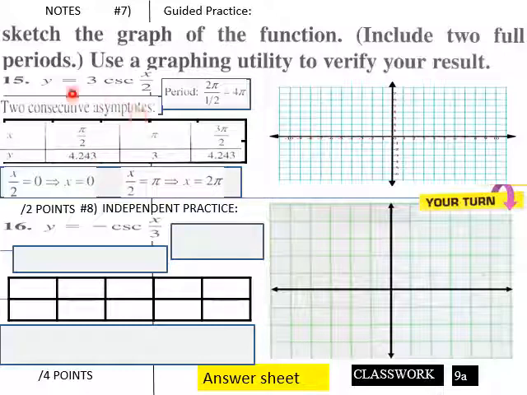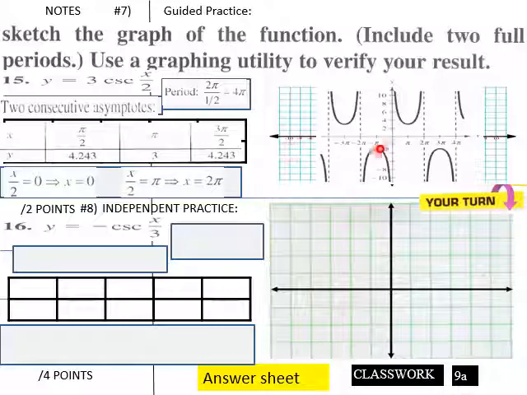Here's your table for this function here. And then once we plot that in, we get something that looks like that here. This is without graphing the sine function to do this. We're just doing it right from our table as well as your graphing calculator to come up with your vertical asymptotes as well as the actual curves themselves.